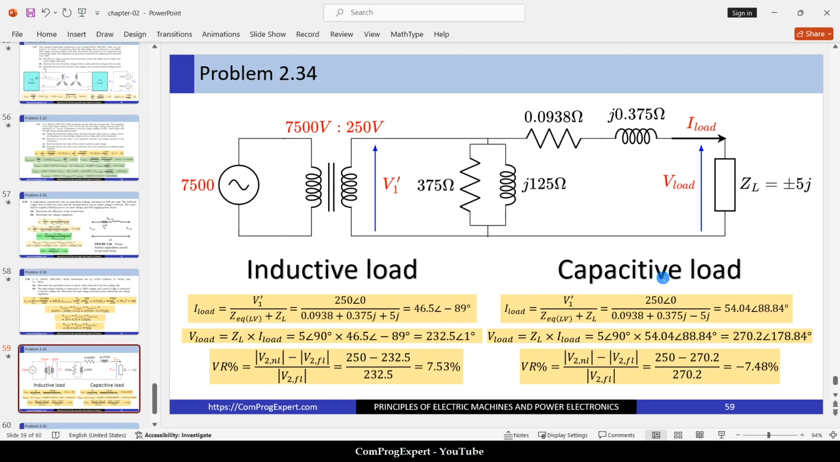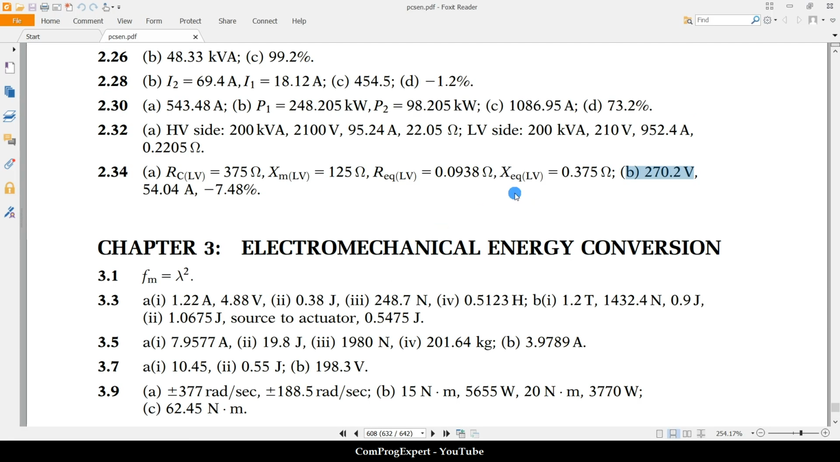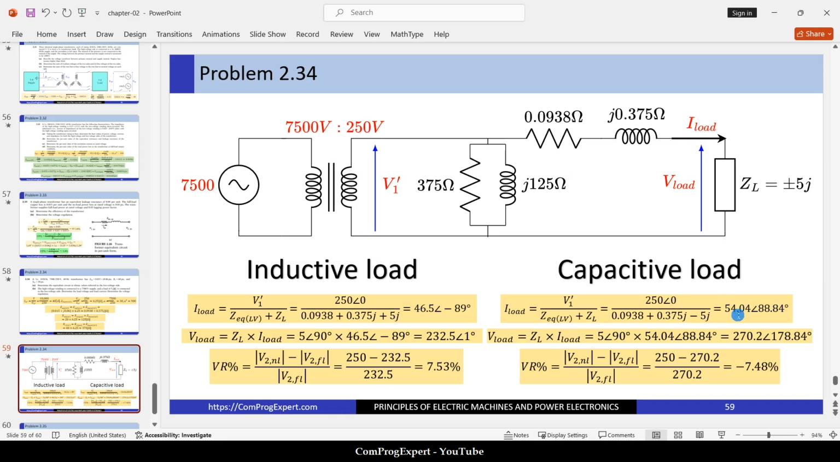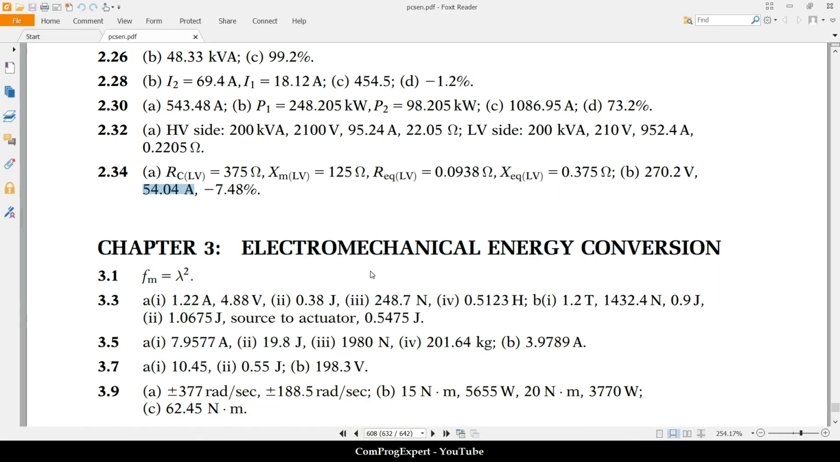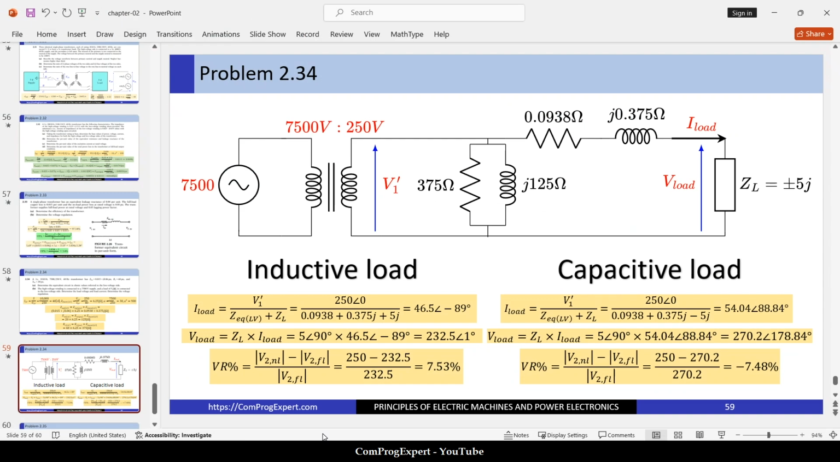So the load is capacitive, but we did calculations for both cases. The numbers that are here are for the capacitive load. This is the value of the load current, 54.04, and the value of the voltage regulation is negative 7.5%, this number. Anyway, so you can repeat, right, solving this problem.